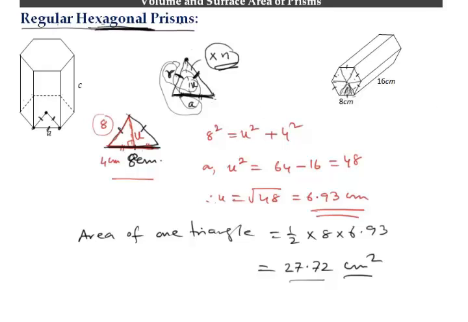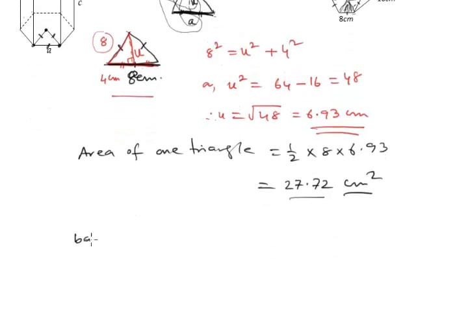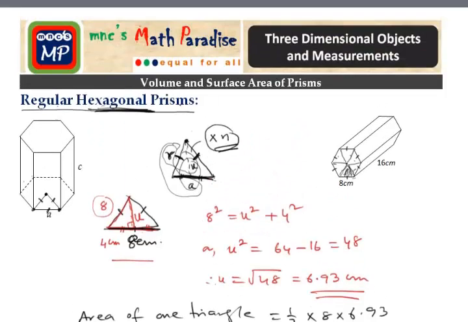And this is a hexagonal base, so there are 6 of them. So the total base area will be 6 times this one triangle's area, that is 27.72. If we multiply it, we will get 166.32 centimeter square. So this is the total base area. This is the difference from other regular polygonal prisms: for the hexagonal prism, giving just one arm is enough. From there we can calculate the height and thereby the area of this small triangle, and by multiplying it by 6 we can get the total base area. That is the only difference.